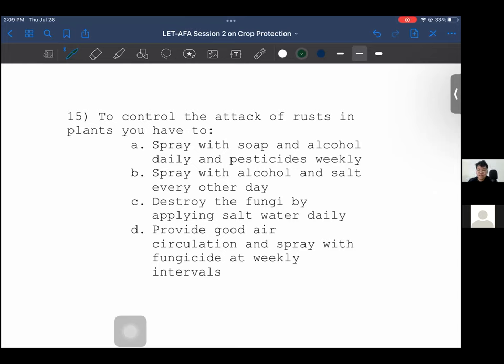You can send your answer in the chat box or direct message.